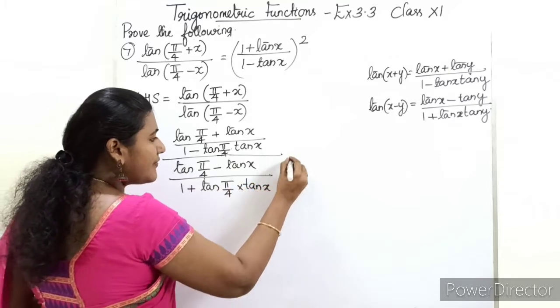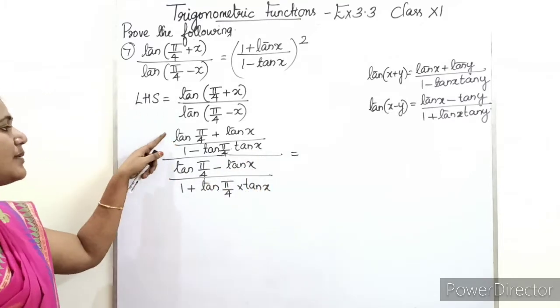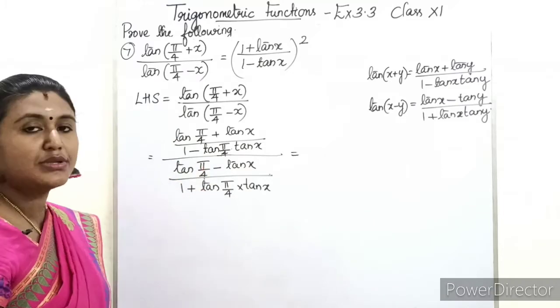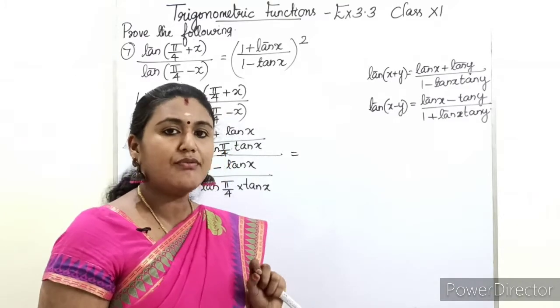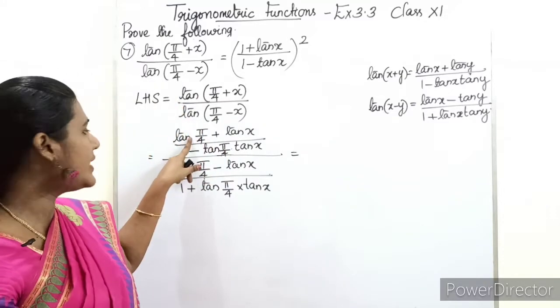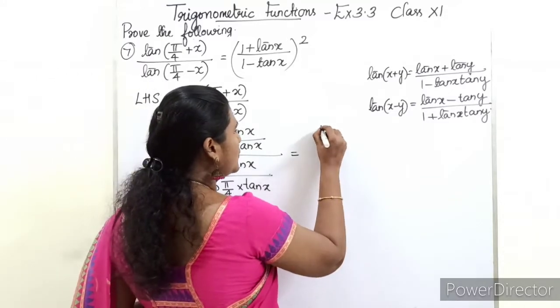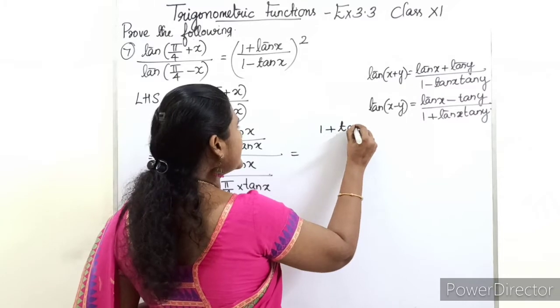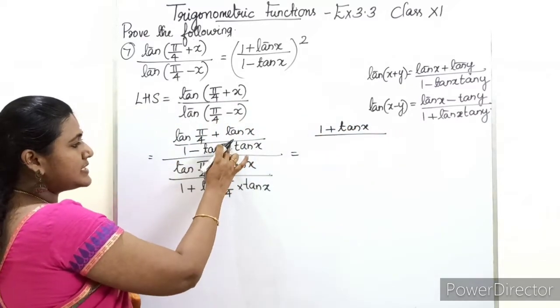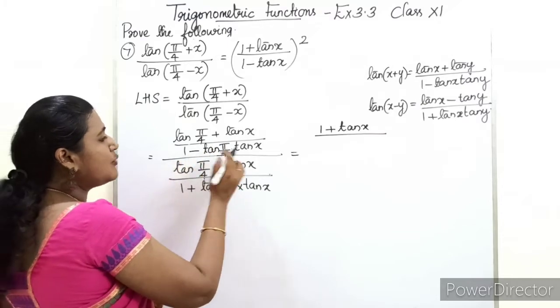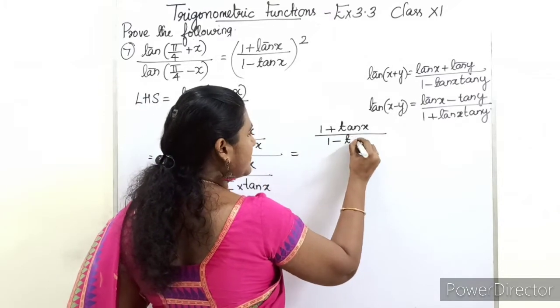Now we will simplify here. So what is the tan pi by 4 value? You know that tan pi by 4 is tan 45, so tan 45 is 1. So in this place we will substitute 1. So 1 plus tan x divided by, if you substitute 1 in this place, we will get 1 minus tan x.